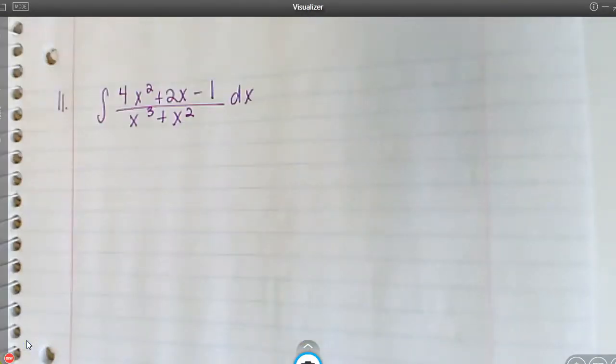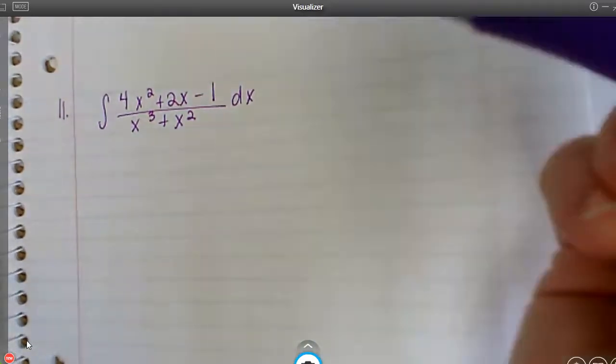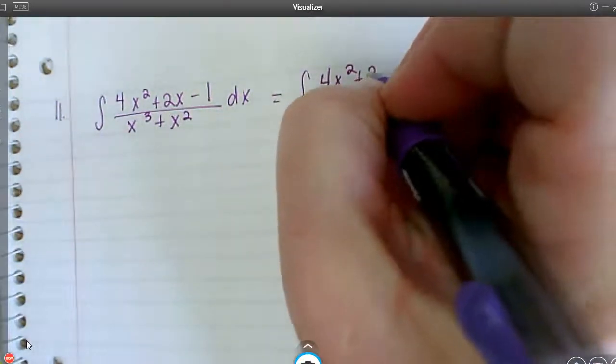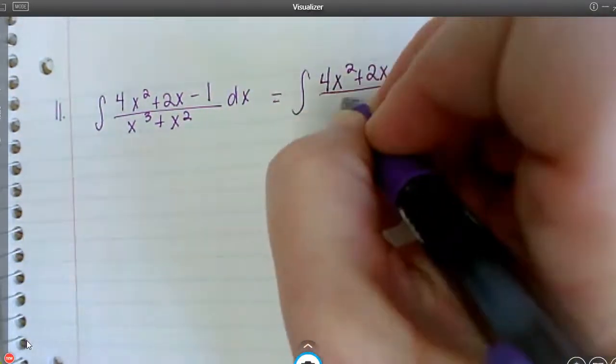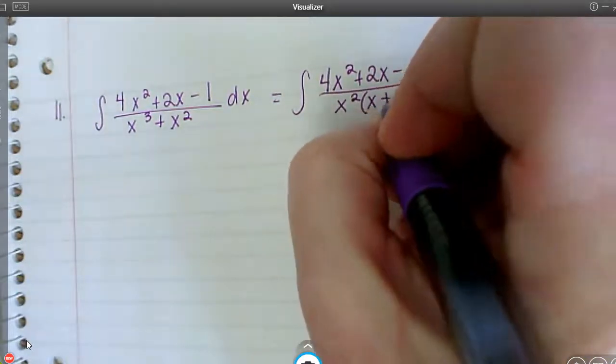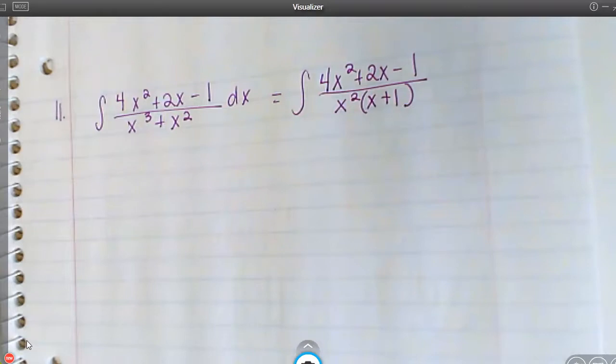Okay, so number 11 is still a partial fraction problem. We do not have to divide because the top is still a smaller degree than the bottom, so that's good. Let's go ahead and factor and see what is different about this problem. So you can factor out an x squared and you get an x plus 1.